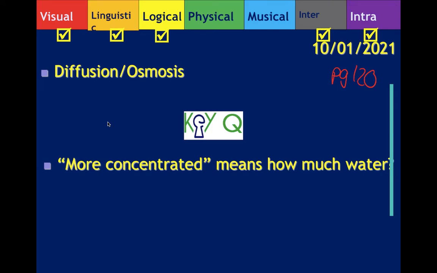In questions that the SEC write, they will talk about situations where inside a cell is more concentrated. And that means a particular thing, but you need to be able to put that sentence into the context of how much water is present.